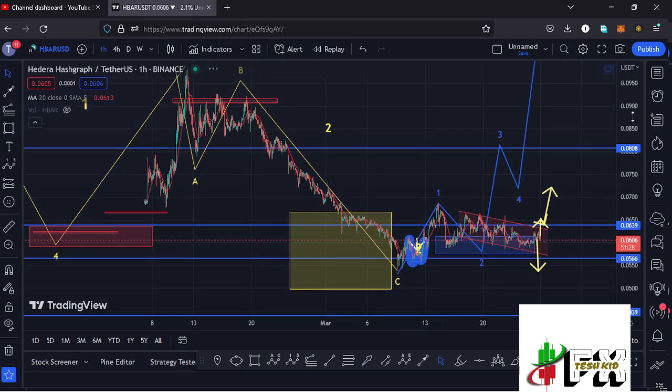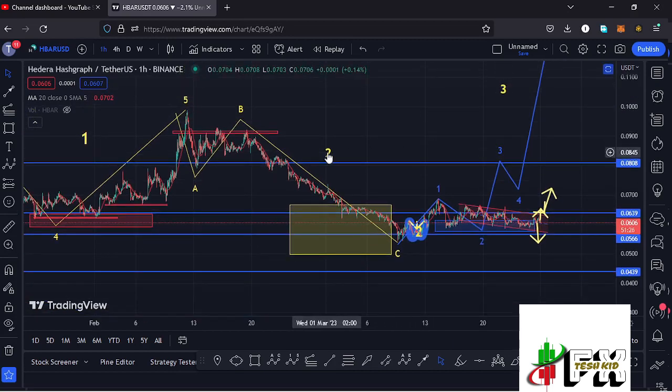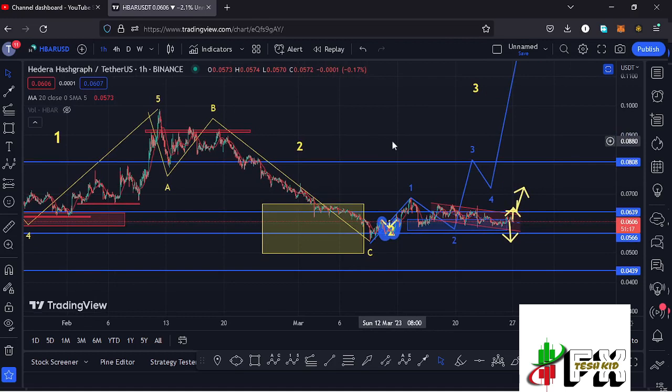where we could term this whole structure as an ABC corrective structure to give us one more leg down in the formation of the larger Elliott wave count 2 that I'm expecting on the long-term scenarios. But it's too early for me to say that, since we are still holding perfectly within our blue target area. So let's continue watching the blue target area and expect our reversal very soon in the formation of that wave 3 to the upper side. And that is what I'm expecting here on the short-term scenarios.